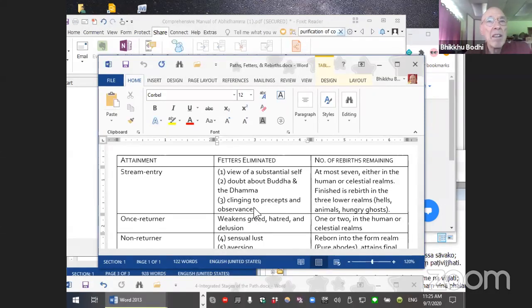Yes, yes. And I think the question is about the excessive attachment to precepts and observances, and why it still hasn't been eliminated. Can Bhante explain a little bit more why ritual and ceremony become a fetter? Why is it a fetter?